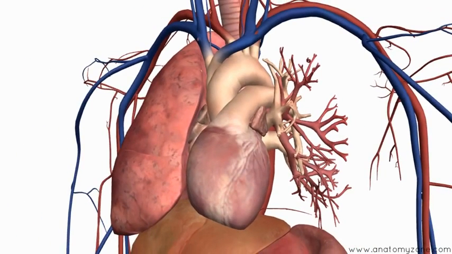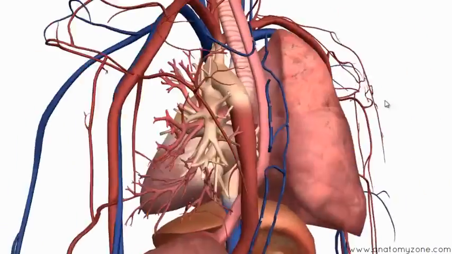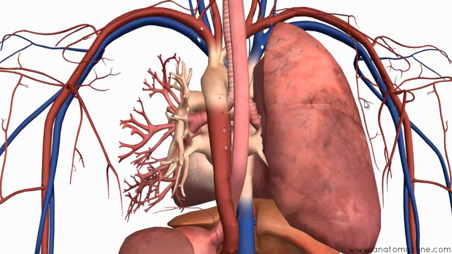So I've just brought the cardiovascular system in, and I'm going to rotate the model around posteriorly, and you can see the other structures that enter the lung. So you've got the pulmonary veins and the pulmonary arteries which enter the lung at the hilum.